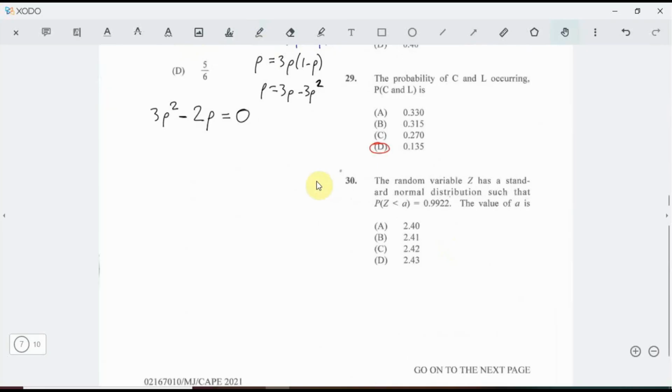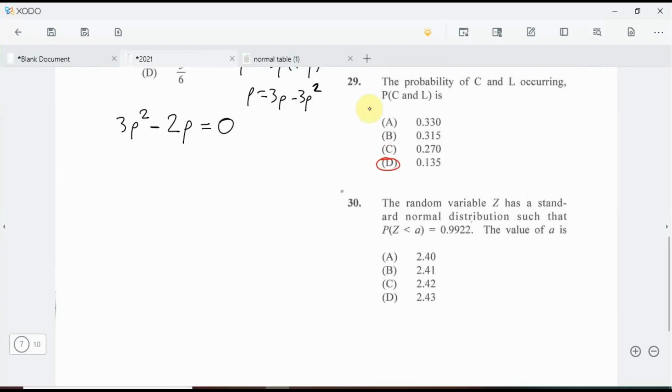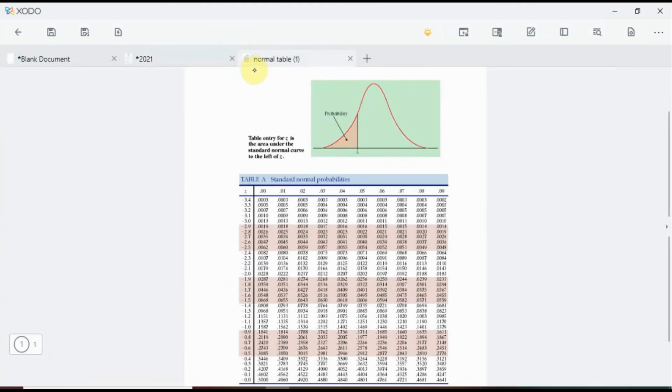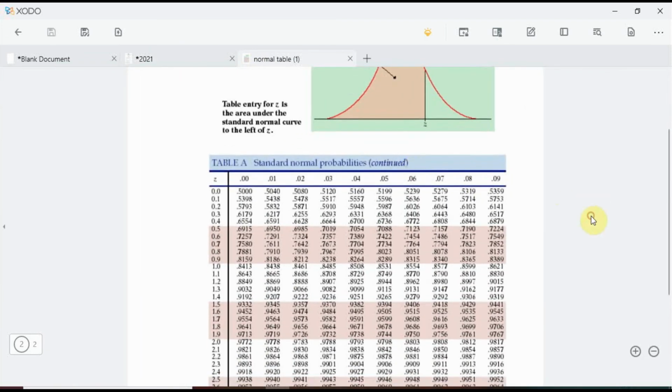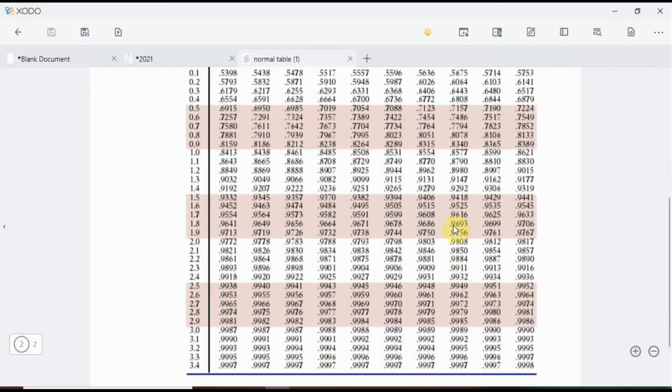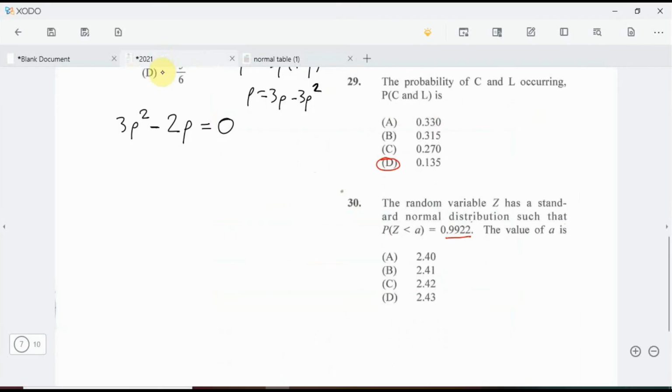Question 30 says the random variable Z has a standard normal distribution such that the probability of Z less than a is 0.992. The value of a is... all we're going to do is go to our normal table and look for 0.992. So go to the normal table and look for 0.992 in the probabilities. 0.99 what?